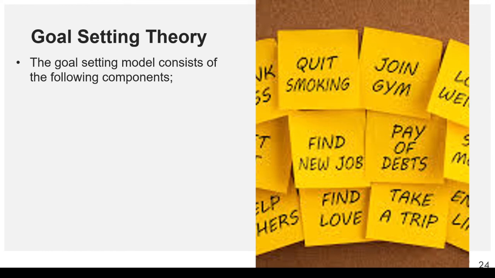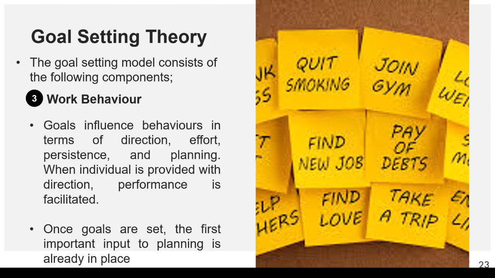The third component is work behavior. Goals influence behavior in terms of direction, effort, persistence, and planning. When an individual is provided with direction, performance is facilitated. In trying to attain goals that are already indicated, the individual is provided with direction to exert more effort. The identification of a goal provides a reason for the individual to persist in his effort until the goal is attained. Once goals are set, the first important input to planning is already in place.